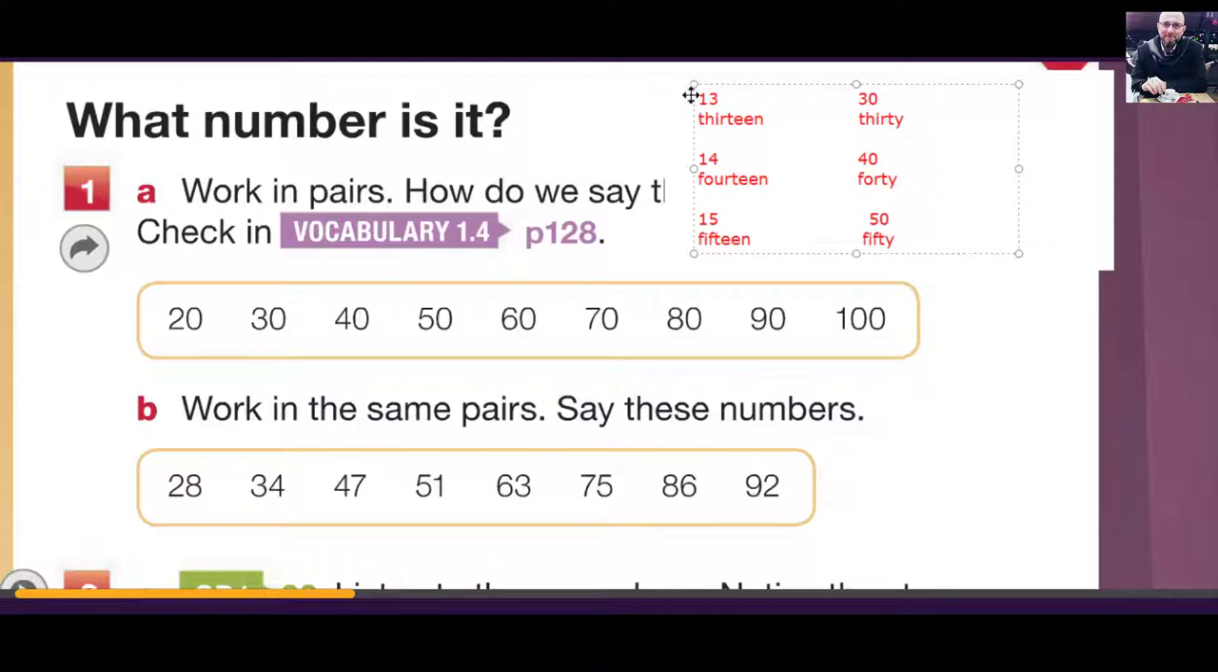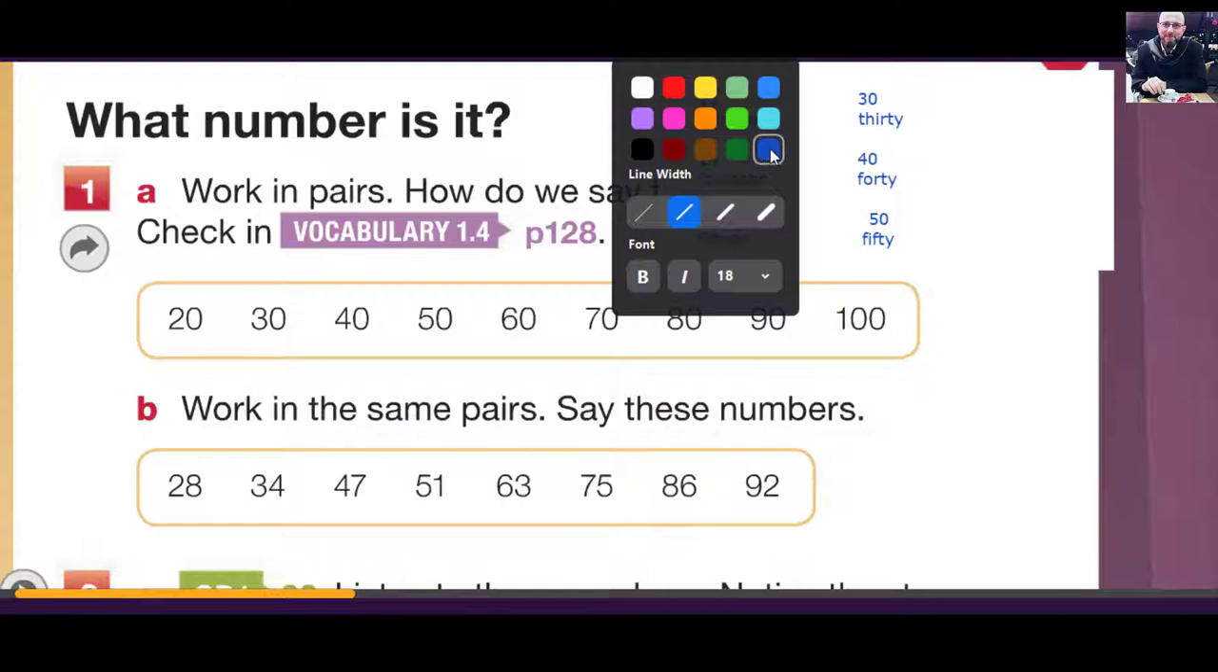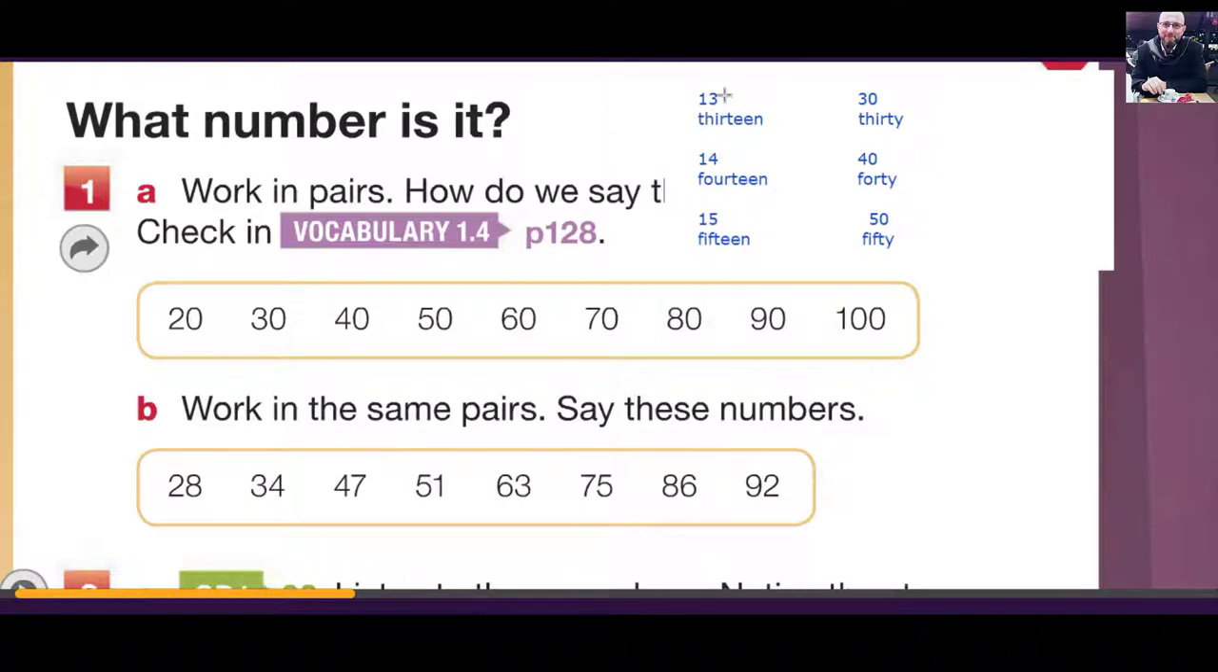So we'll talk about the stress here. For example, when I say 13, the stress I have, I will write the stress here. So the stress will be on teen. All of them, teen. Stress means you say this part in a strong way. So you say 13. You don't say, for example, 13. No, 13, 14, 15.